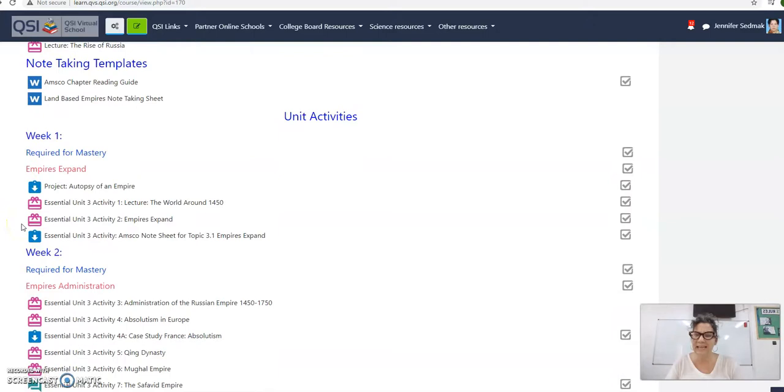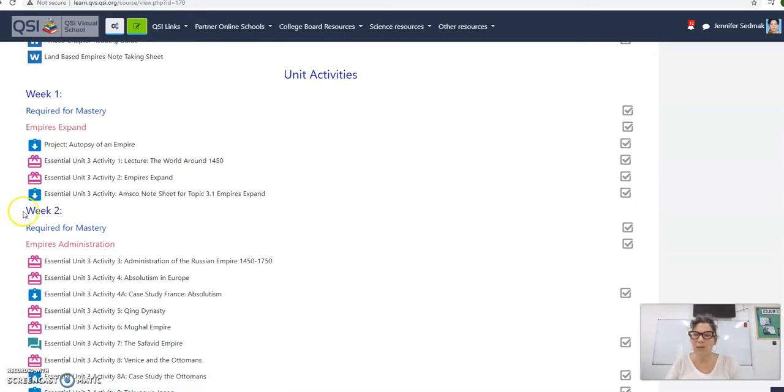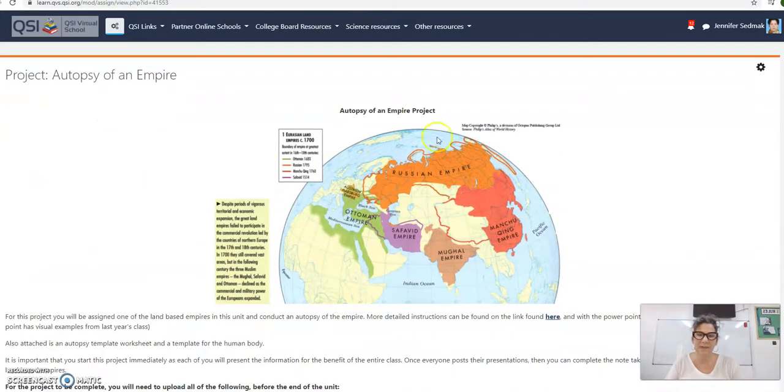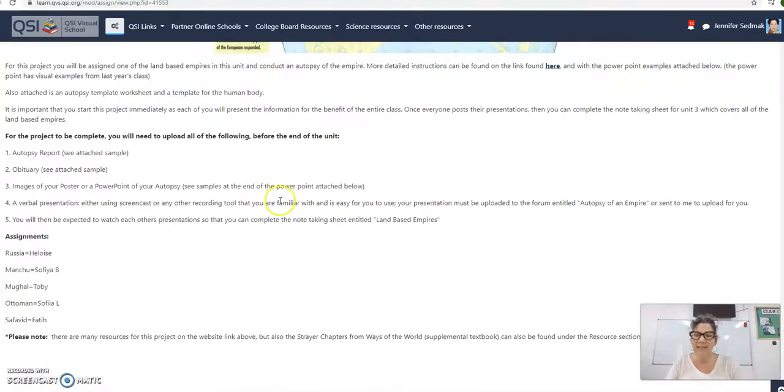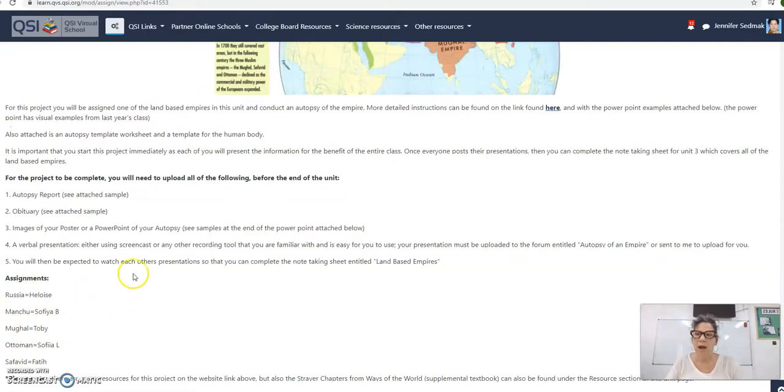And then finally, let's get into week 1. I'm introducing the project immediately so that you can use the 3 weeks to complete the project. So if you open up this project link here, you'll see the map again because that's the focus. I've divided the different empires amongst you, so please look for your name down here and the empire that has been assigned to you. And then of course, read through the directions.